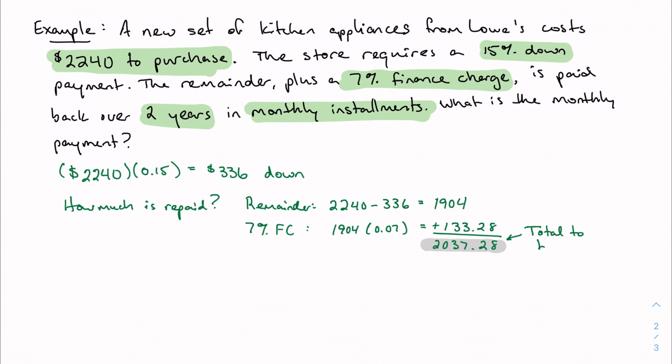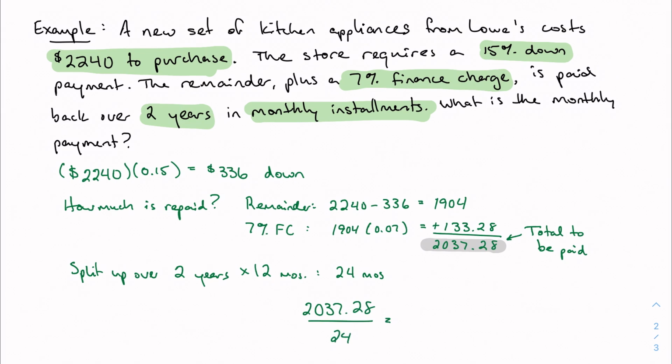So we'll call this the total to be paid. We're taking that total and splitting it up over 24 months, over 2 years, in monthly installments. That's where I got the 24 from, right? 2 years in monthly installments is 24 months, so 24 payments. So I'm going to take that 2,037.28 and divide it by 24 to get my monthly payment, which is $84.89 a month.